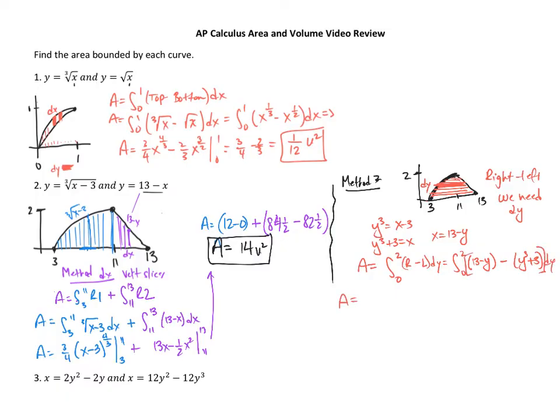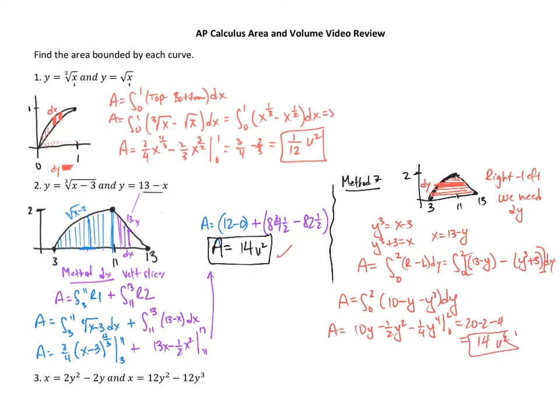Cleaning this up, you get the area equals the integral from 0 to 2. And when you combine like terms, you'll end up with 10 minus y cubed dy. Let's integrate that, and we end up with 10y minus 1/2 y squared minus 1/4 y to the fourth on the bounds from 0 to 2. Plug the numbers in, you'll get 20 minus 2 minus 4, and you get 14 units squared.